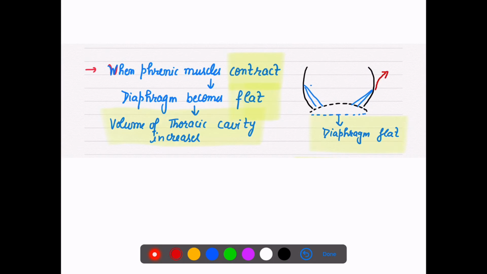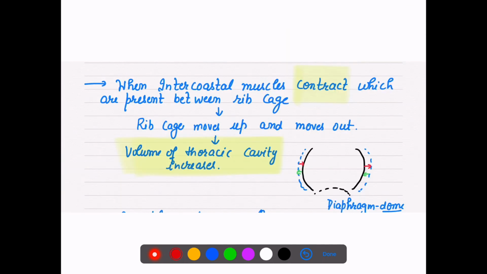Now you can see that first your diaphragm was here, in this position, and now due to contraction of the muscles it becomes flat. So the volume of the thoracic cavity increases, right? The volume of the thoracic cavity increases.